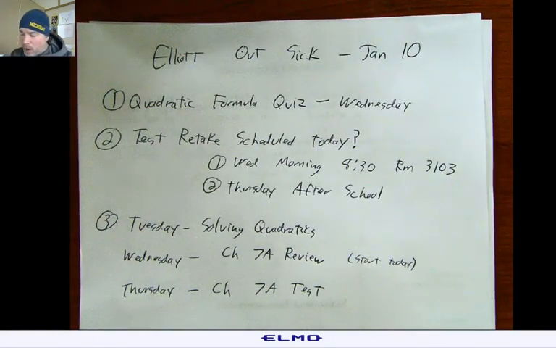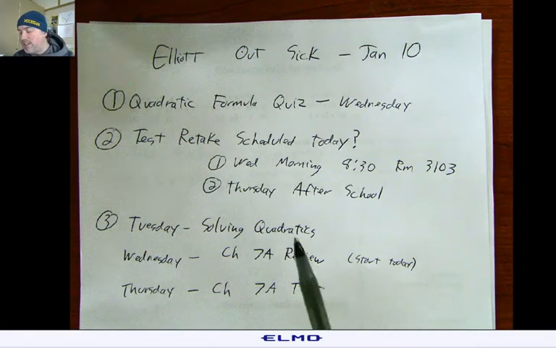We had a quadratic formula quiz scheduled today. That will now be on Wednesday. That's tomorrow. Several students scheduled a test retake today. You have two options. You actually have three, I suppose.